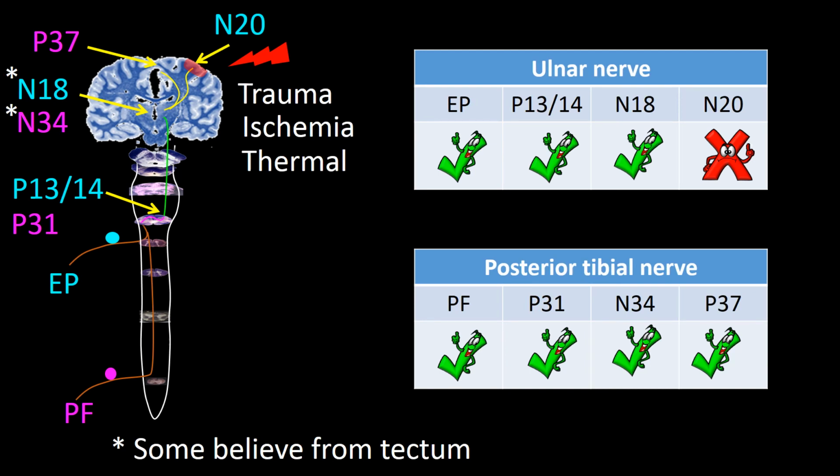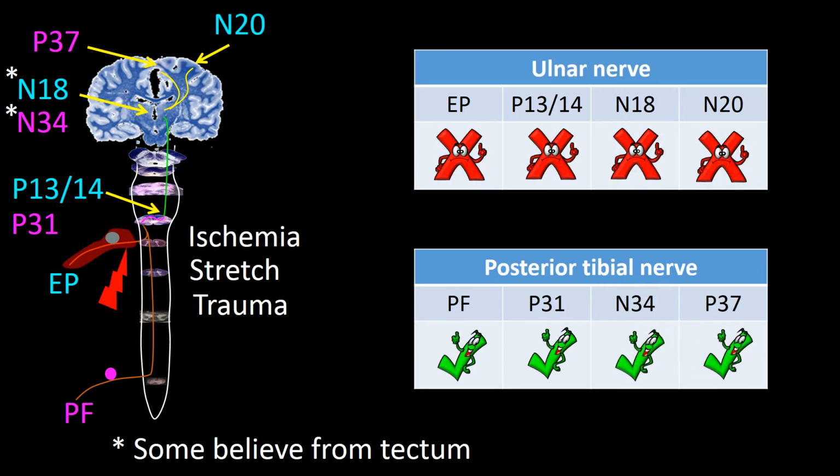Theoretically, a cortical lesion in the distribution of the middle cerebral artery leads to absence or significant decrement of N20, but would spare all other waves, including cortical P37. A lesion producing cortical damage in the territory of the anterior cerebral artery will lead to absence of P37 with preservation of all other waves.